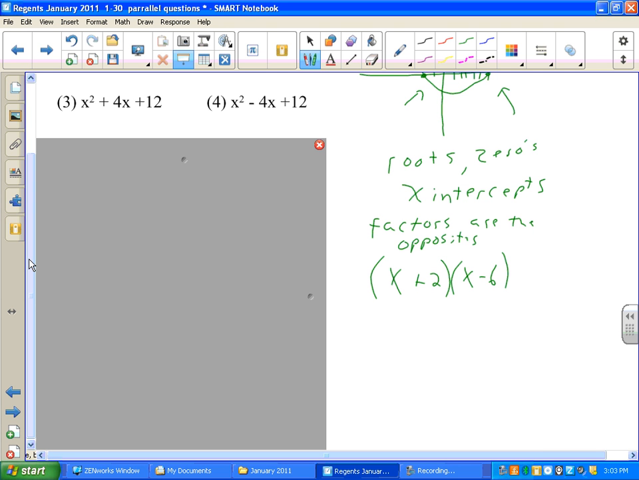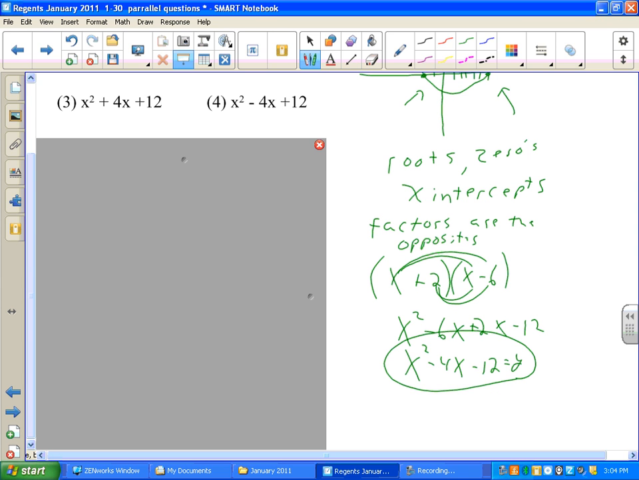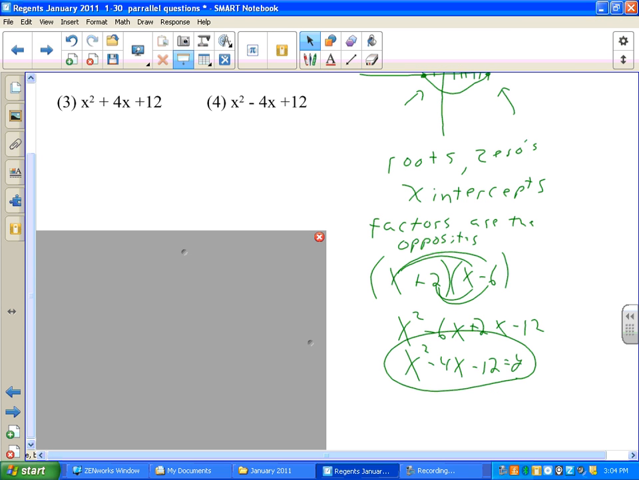Well, we don't have one of our choices, 1, 2, 3, or 4 here, but we can distribute. X times x is x squared. X times -6 is -6x. X times 2 is +2x. +2 times x is +2x. And then +2 times -6 is -12. X squared minus 4x minus 12 equals y is the equation. Let's see if that's one of our choices.